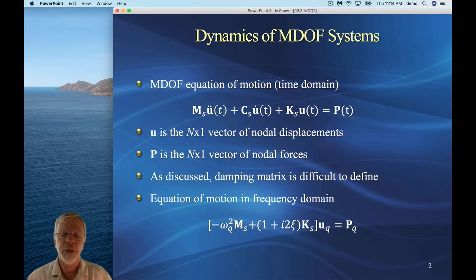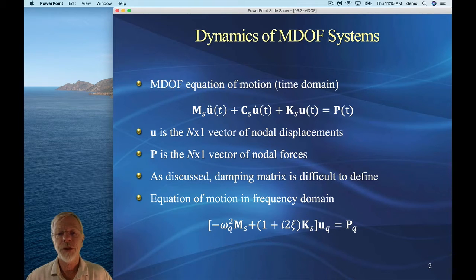Now, you may notice what I've done here is I have used linear hysteretic damping instead of linear viscous damping for the same reasons. It's more convenient in the frequency domain, whereas linear viscous damping is more convenient in the time domain. I will point out here that omega q is the wave frequency, the excitation frequency for us.